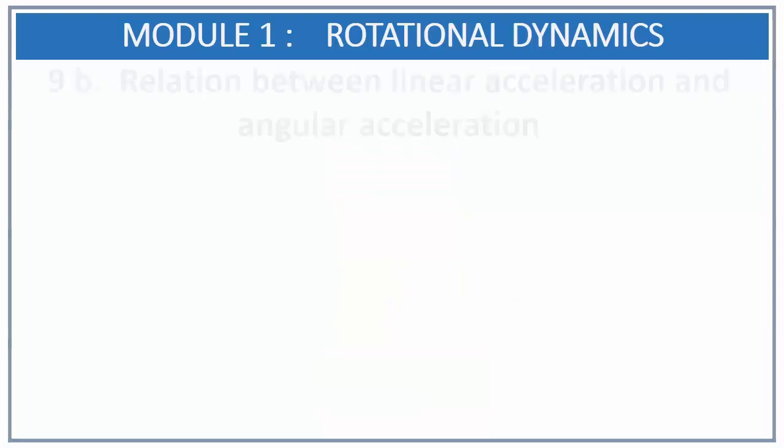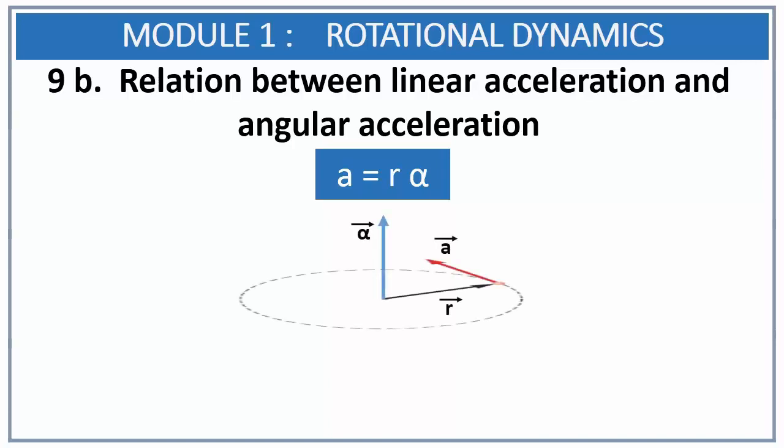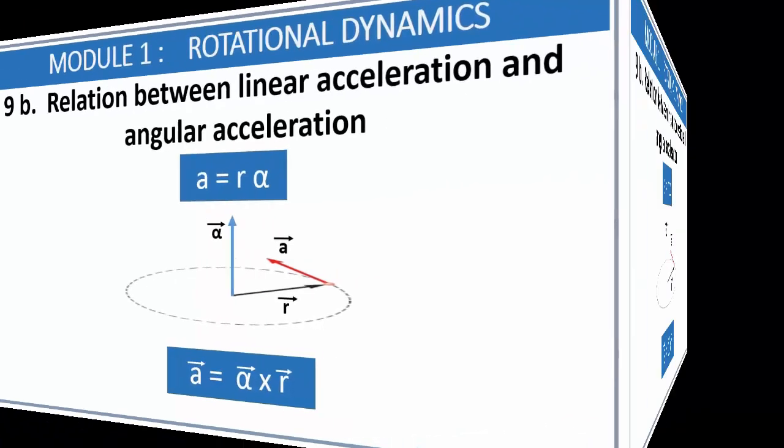Let us see now what is the relation between linear acceleration and angular acceleration. We have derived a relation a is equals to r alpha, where a is the tangential acceleration, r is the radius of circular path, and alpha is angular acceleration. If you look at the diagram, that is the direction of these three quantities, it is very clear that alpha cross r is going to be along a. Hence we can say that a is alpha cross r.